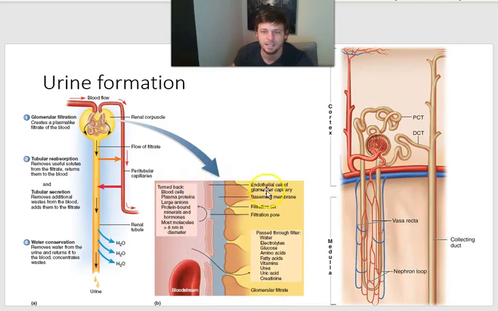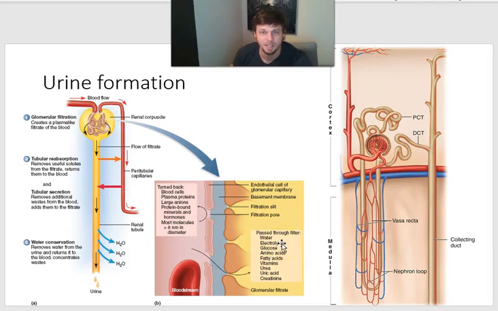Here we're looking at the glomerulus, and you can see it's going to filter out your water, electrolytes, glucose, amino acids, fatty acids, vitamins, urea, uric acid, creatine, a whole bunch of stuff, right? But large things like blood cells, some of your larger proteins are all going to stay inside the blood vessel. They're not going to be able to come out into this filtrate.